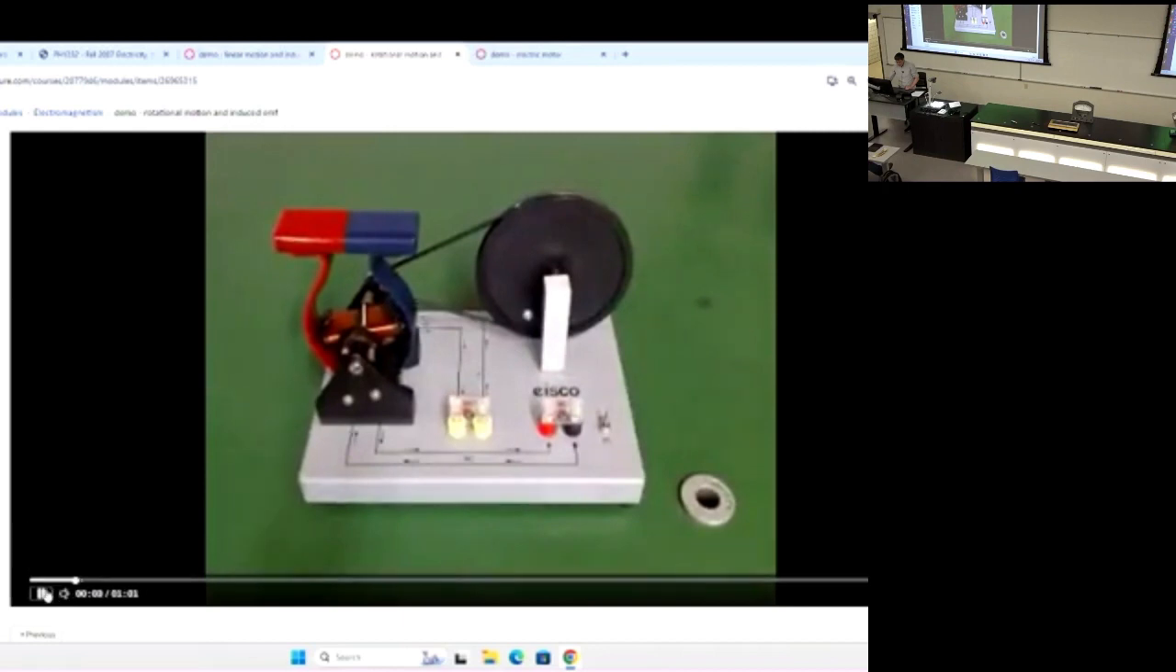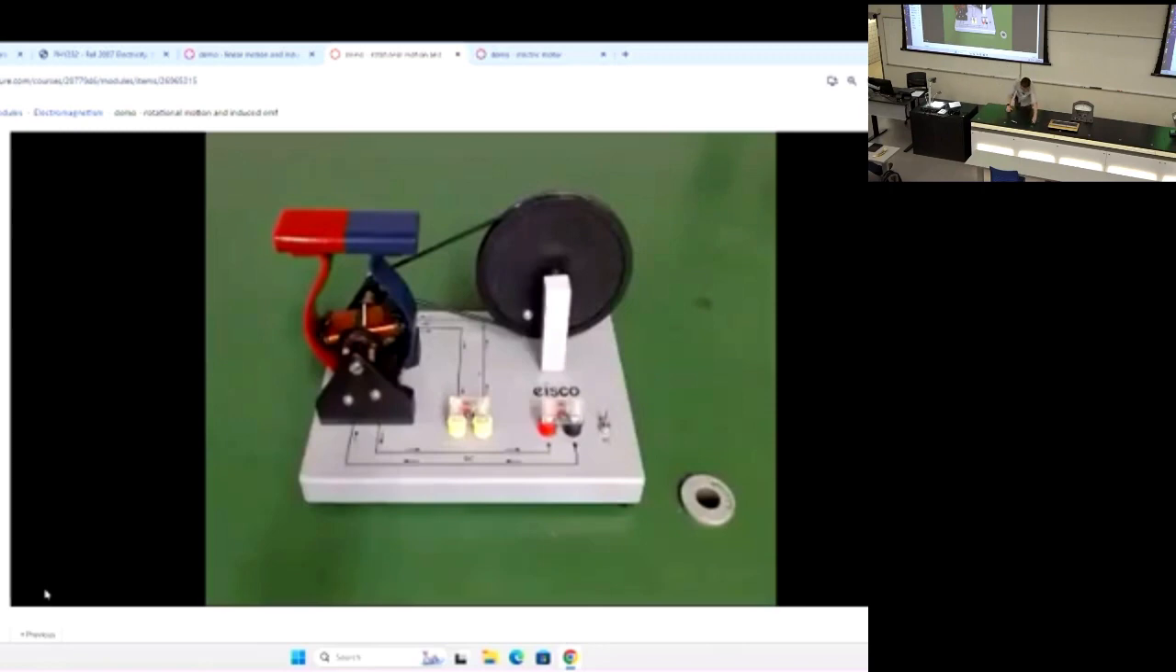Okay, let me pause this because it goes really fast, and explain. In this picture, there are several components. There is a coil of wire, located here. It has many turns, thousands of turns, I think. This coil of wire is on an axle that comes into and out of the screen, and it can be rotated by a handle that's on the other side of this wheel.